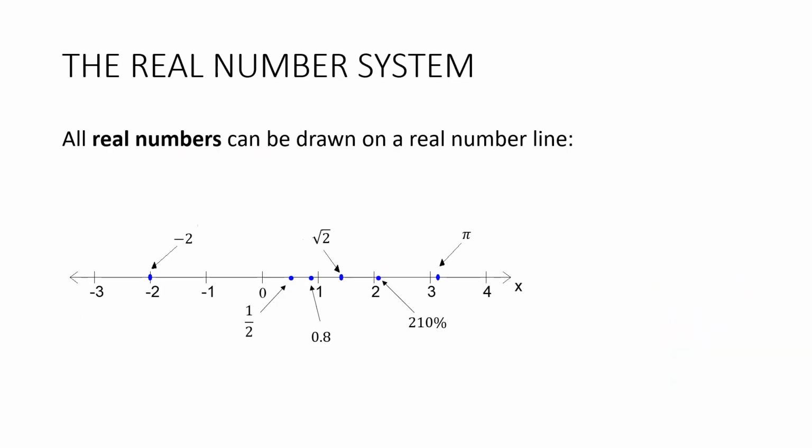So let's start like we always do with mathematics with what we already know, which is the real number system. All real numbers can be drawn on a real number line, and that includes integers, including negative integers, rational numbers like fractions, percentages, and decimals, and irrational numbers like surds and pi.